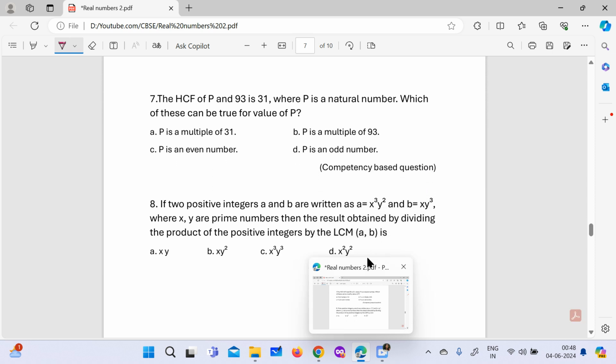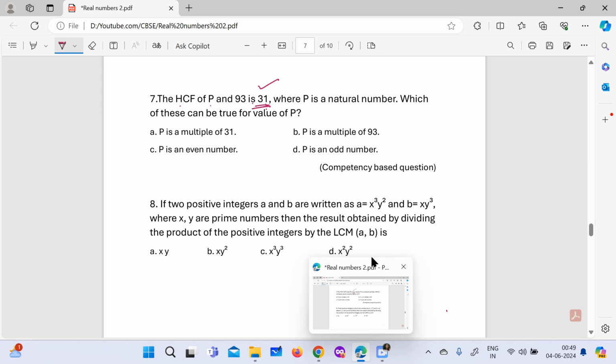Now this is a competency based question. So the HCF of P and 93 is 31. It says HCF of P and 93 is 31, where P is a natural number. Which of these can be true for the value of P? When it says that 31 is HCF of P and 93, it means that 31 is a factor of P and 93, correct? So which of these will be true here?